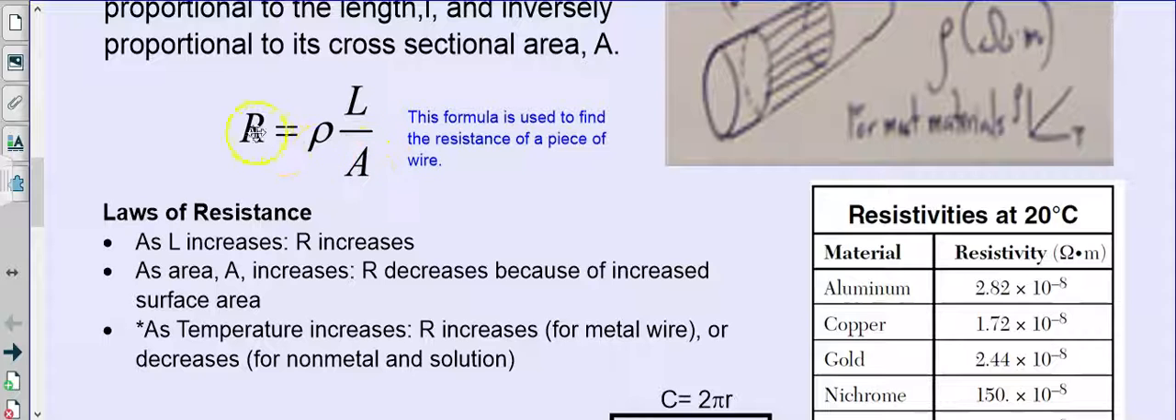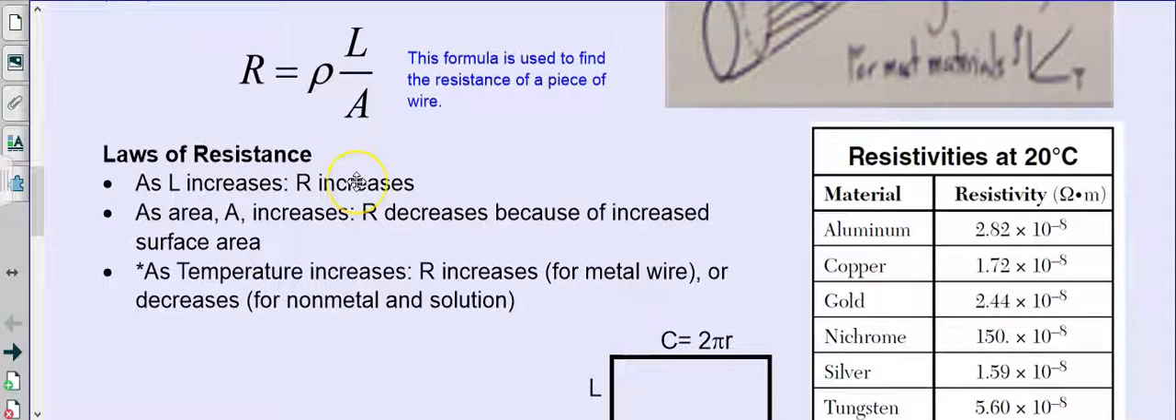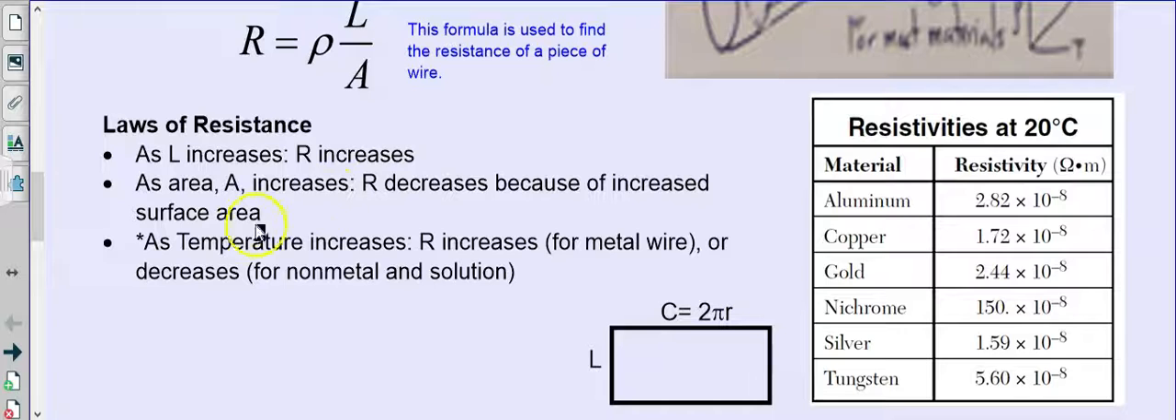So it's an inverse relationship, not inverse square, but inverse. It's A to the first power. So when you have more surface area, there's more room for all of those charges to flow.